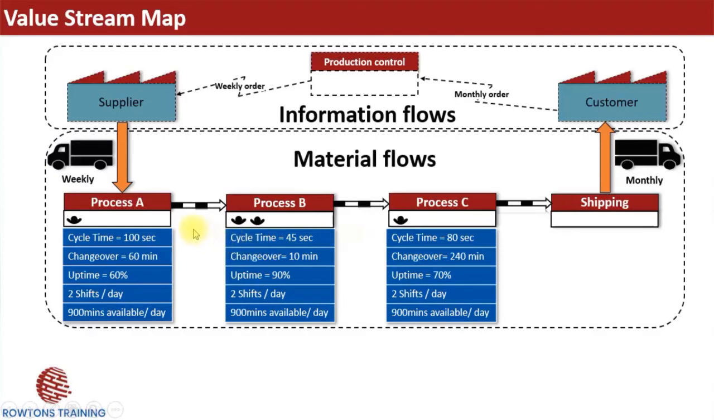Now, adding on to our processes is some process data. Some of the most important data for each of our processes might be cycle time, changeover times, the uptime or the reliability of the process, how many shifts we run per day, and therefore how many minutes available we have to use that process every day. Furthermore, we might want to show the location of some crucial inventory. So here the green triangles are where we keep some inventory, maybe a quantity of raw materials inventory, some work in progress inventory buffered between the processes, and some finished goods inventory here as well.